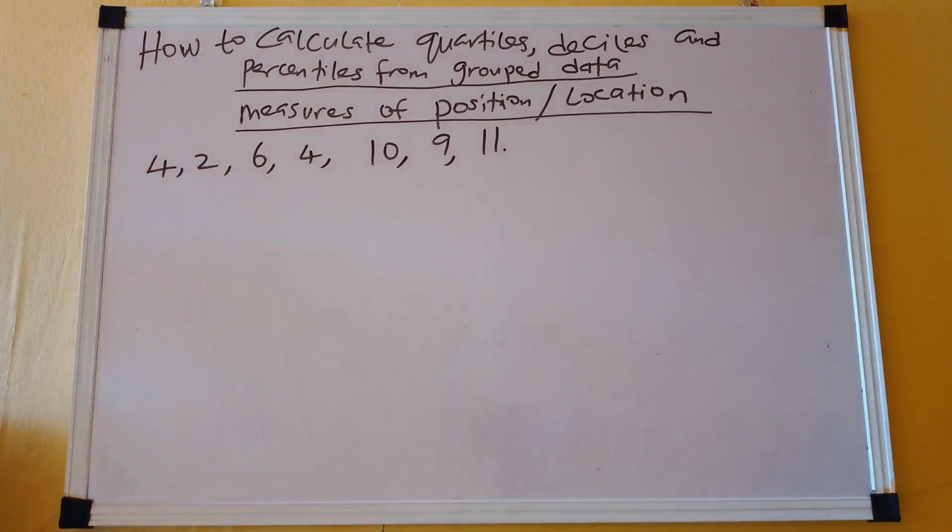Another topic in statistics today, which is how to calculate quartiles, deciles, and percentiles from grouped data. These three, quartiles, deciles, and percentiles, are under the topic treated in statistics, and this topic is known as measures of position or measures of location. This is what we shall be looking at today for ungrouped data.